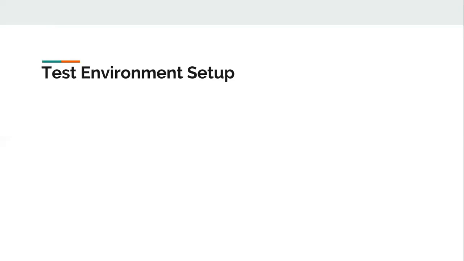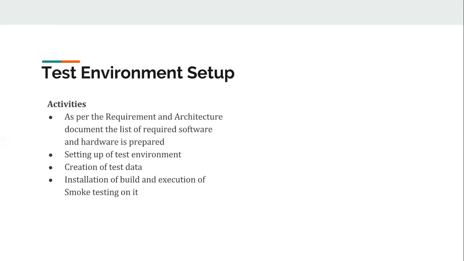After the creation of test data, smoke testing is executed on the build in order to check whether the basic functionalities are working fine or not. This phase can be done in parallel with the test case development phase also, as I said earlier. So the activities involved in test environment setup are: as per the requirement and architecture document, the list of required software and hardware is prepared, the test bed is set up for the testing, and test data is created. Also, the installation of the first build and execution of the smoke test.